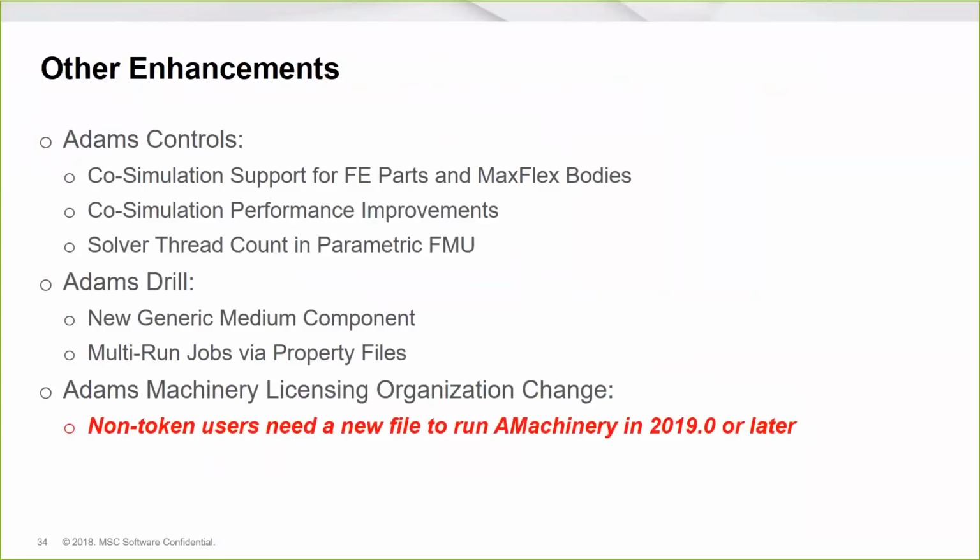Last but not least, I will note that there's been an organizational change in the Adams machinery licensing. There are separate license features for the GUI and solver. So if you're a non-token user and you use Adams machinery, you will need a new license file to run Adams machinery in 2019.0 or in future releases. So please do talk to your account representative from MSC about that when you move up to Adams 2019.0.